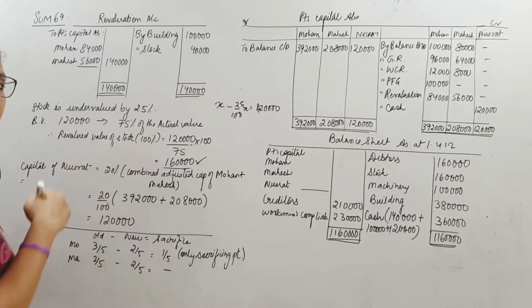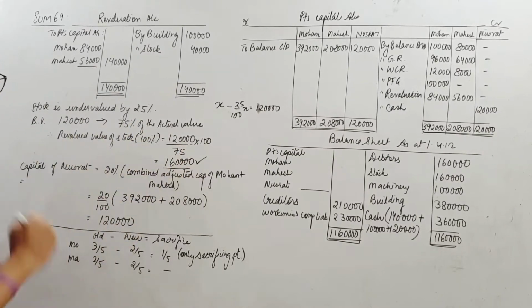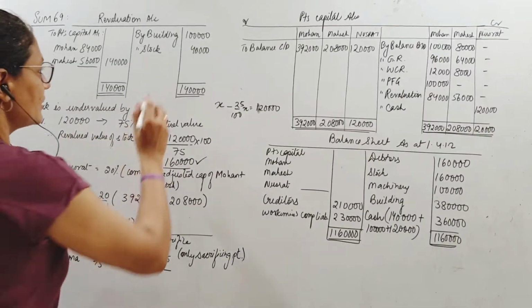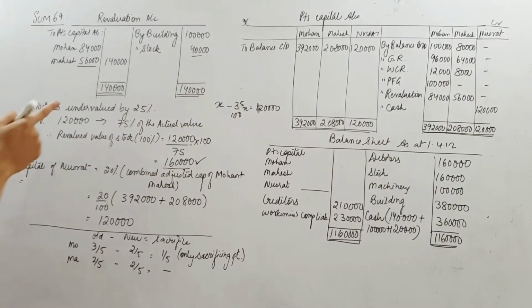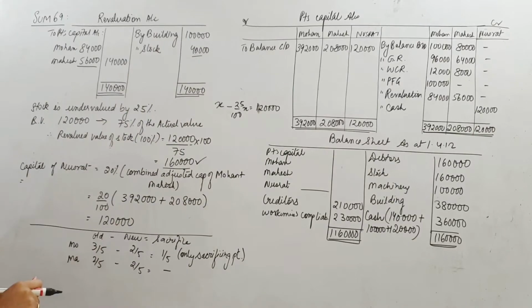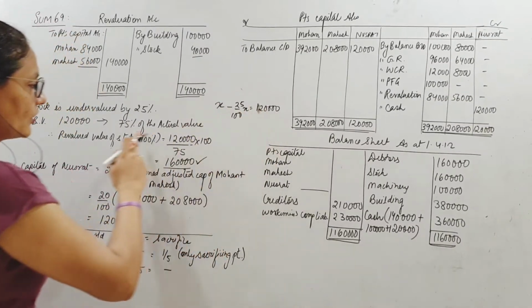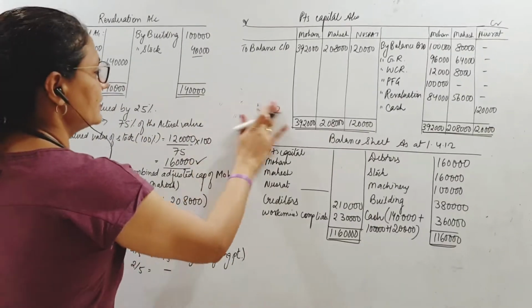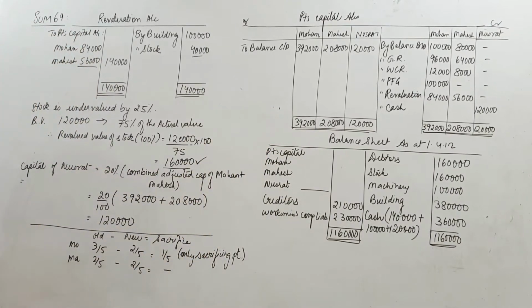Therefore, stock has increased by how much? From 1,20,000 to 1,60,000, an increase of 40,000. This 40,000 increase goes to the revaluation account. It's a gain for me. By stock 40,000. Clear? So either you use this or you can use the 100 procedure. Both should give you the same result.